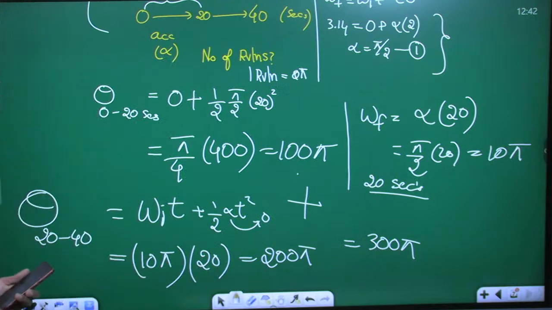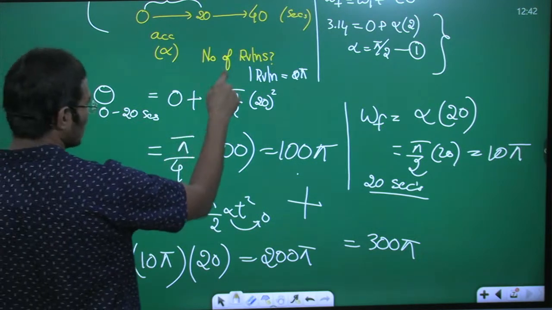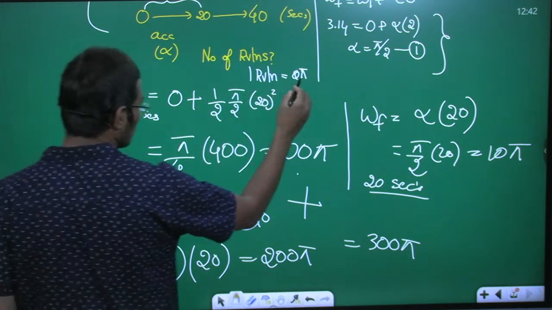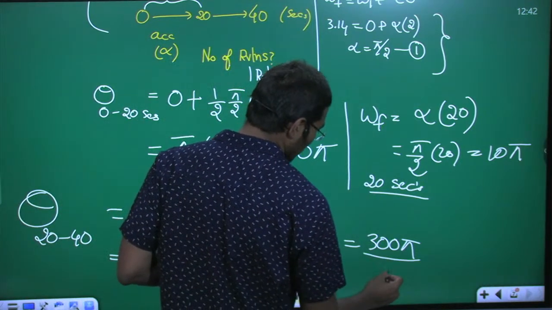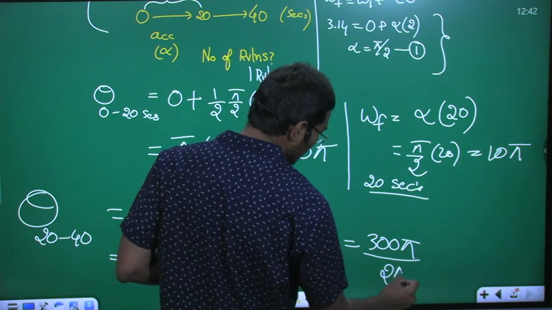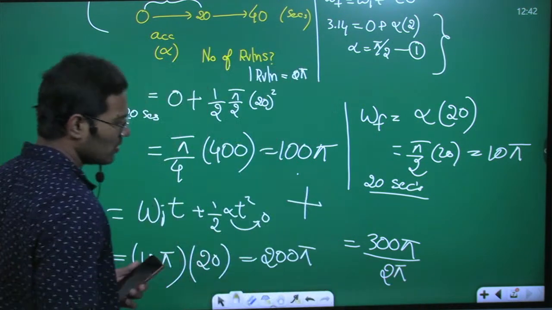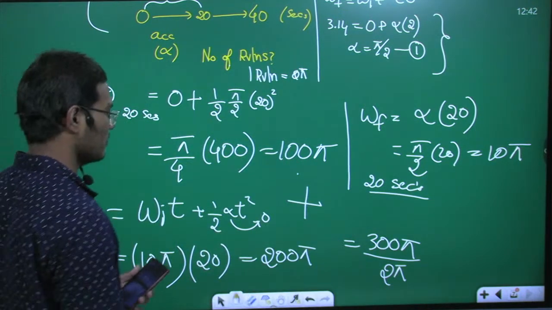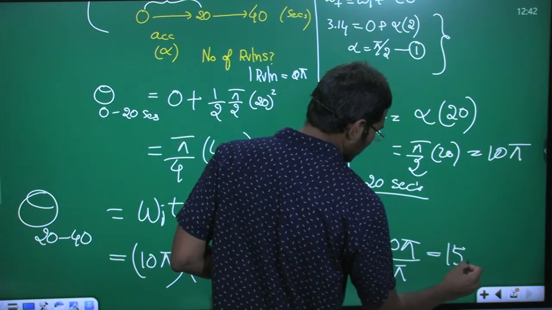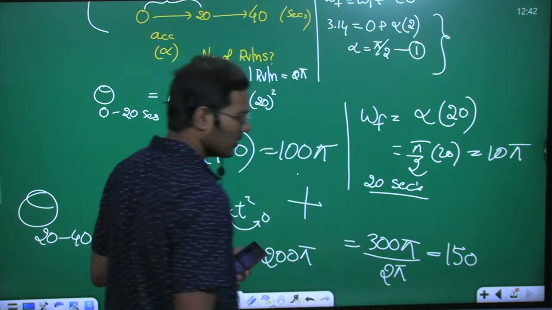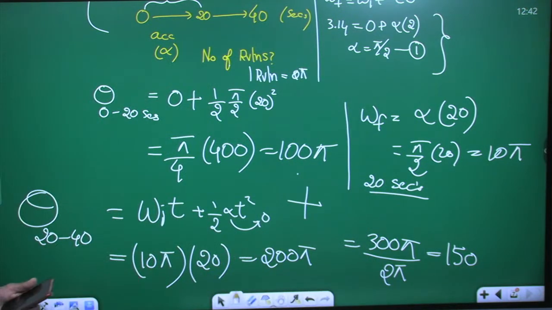We are trying to find the number of revolutions. So one revolution is equal to 2 pi. So in order to find the number of revolutions, divide it by 2 pi. So how many revolutions do we get at the end? 150. So hope you have this option.